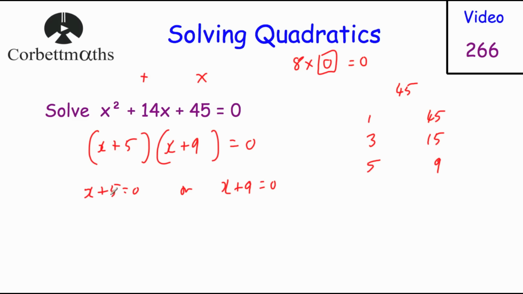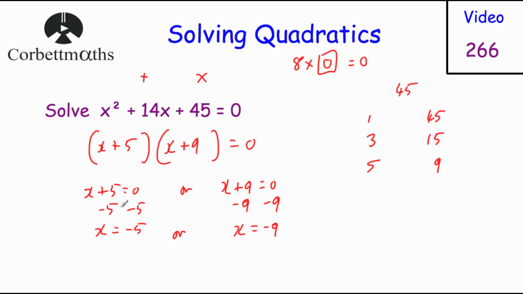If you had x plus 5 equals 0, well, you could subtract 5 from both sides, and you'd get x equals negative 5. And in this case, you had x plus 9 is equal to 0. So if you subtracted 9 from both sides, you'd get x equals negative 9. So if you had this equation, x squared plus 14x plus 45 equals 0, we've got two possible answers, and they are x equals negative 5 or x equals negative 9.